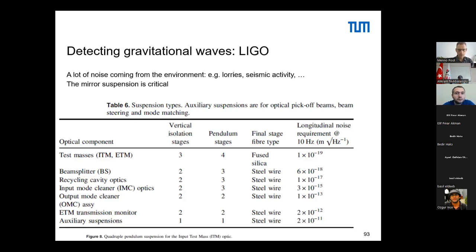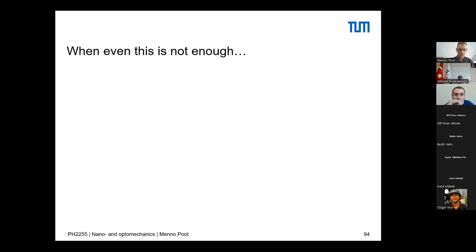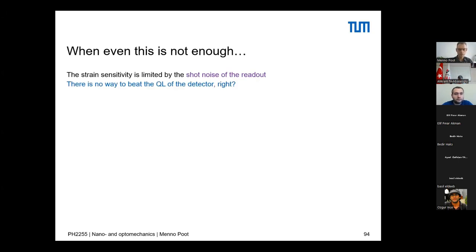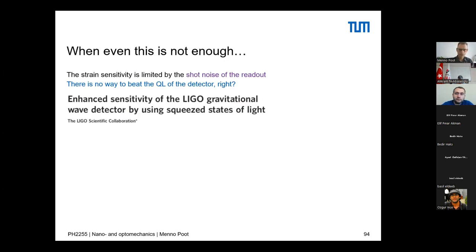So they did a lot of engineering, but what if that is not enough? As we saw, the strain sensitivity after all that engineering is, for most of the frequencies, limited by the shot noise in the readout. And we saw that is directly related to the standard quantum limit. So there's no way to beat the standard quantum limit of a detector, right? It turns out there is, and this was related to one of the questions asked earlier. There was a nice paper showing that they could enhance the sensitivity, that is, resolve even smaller motion, by using squeezed states of light.